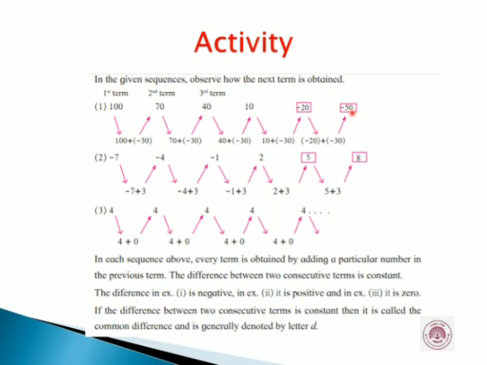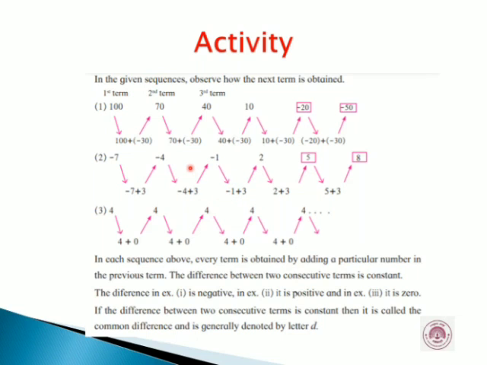So, the difference between two consecutive terms is constant. If we take the difference between any two consecutive terms, what is the difference? Minus 30. 70 and 40, the difference is minus 30. 40 and 10, the difference is minus 30 and so on. That means in the sequence, every term is obtained by adding a particular number to the previous term. Therefore, the difference between two consecutive terms is constant. You can study the other examples also.